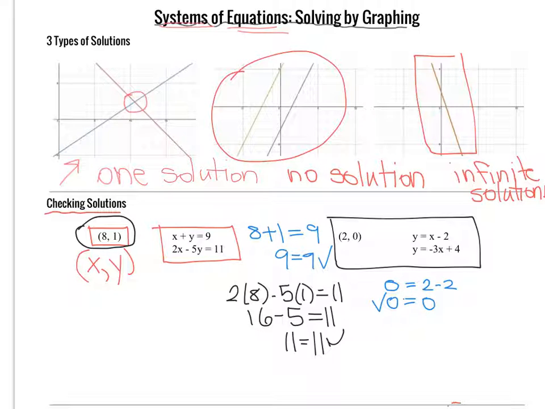Now let's check it out with the second equation. So we have y, which is 0, is equal to negative 3 times x, which is 2, plus 4. So we have 0 equals negative 6 plus 4. Well, what's negative 6 plus 4? That is negative 2. So does 0 equal negative 2? No, it does not. So therefore, 2, 0 is not a solution to this system of equations. And that's how you check a solution.